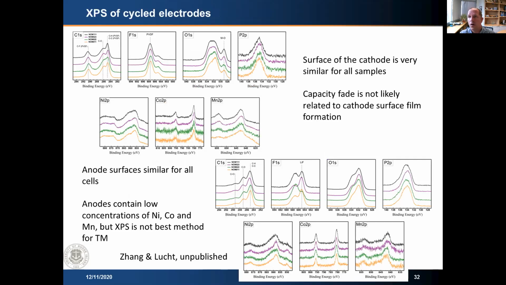Now, what is the overall source of these problems? So with these cells, after cycling, we were able to take the cells apart and do ex situ analysis on the surface of the cells. And what you can see in these cases is that the surface of the cathode is very similar for all of the samples, regardless of the nickel content. And so therefore the capacity fade is not necessarily directly related to the cathode surface film that is being generated from the decomposition of electrolyte.